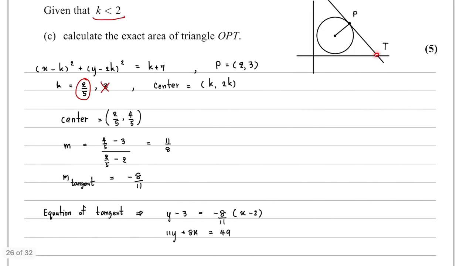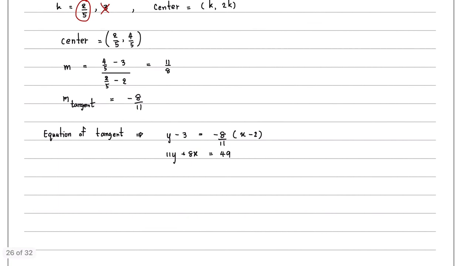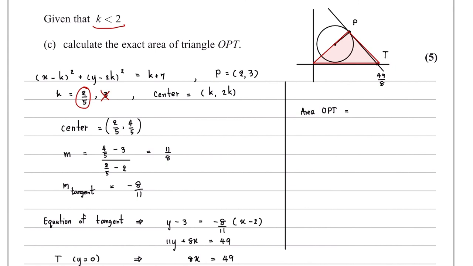And to find the coordinates of T, which is on the x-axis, we substitute y equals 0 into this equation to find T. Y will be 0, so this one will be 8x equals 49, so the x-coordinate of T is 49 over 8.